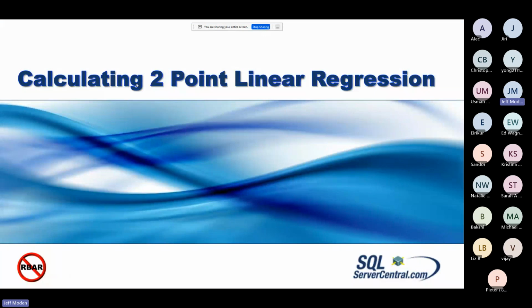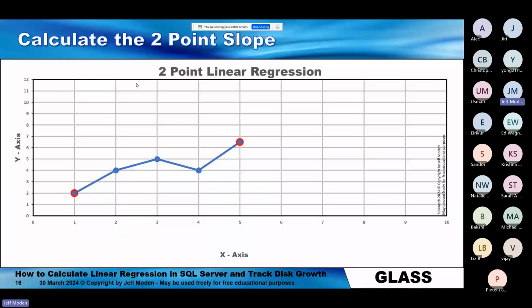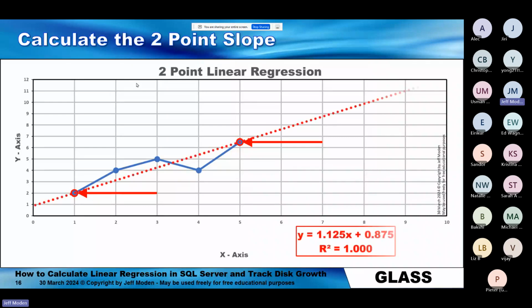So, calculating 2-point linear regression. Again, we have our 5 points here, and we have our starting point at x equals 1, y equals 2, and we have our ending point at x equals 5, y equals about 6.5. And for a 2-point regression, we have to draw our line through those 2 points. And Excel comes up and says, yep, this is what the formula for that line is. So we have to write some code that will give us these numbers.